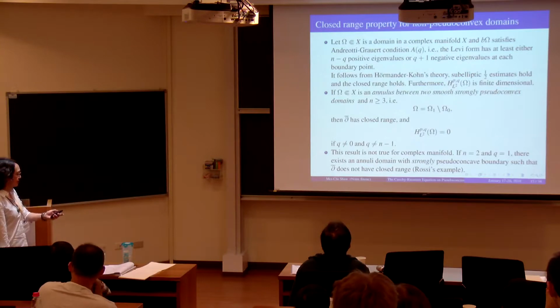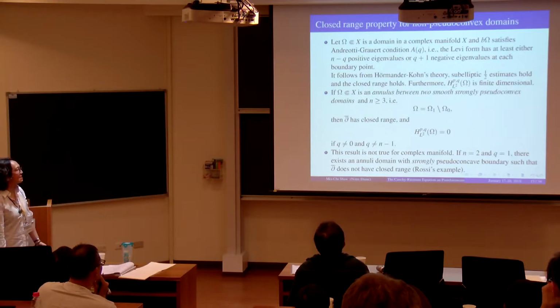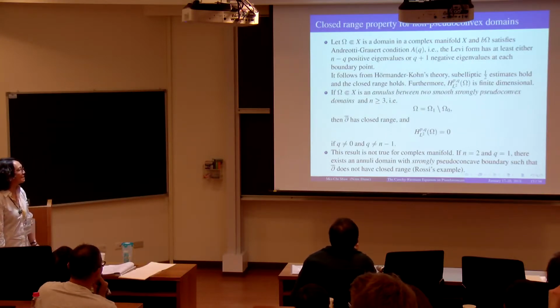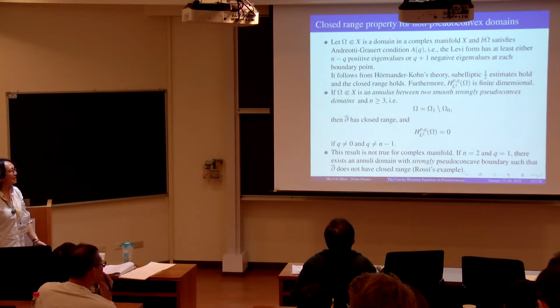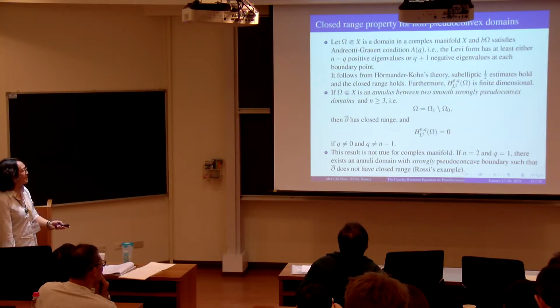You notice that this result is a result on a general complex manifold here. And Rossi has an example to show that for a complex manifold with n equal to 2, there is a d-bar that does not have closed range on the annular domain.